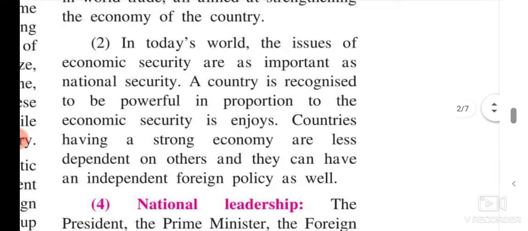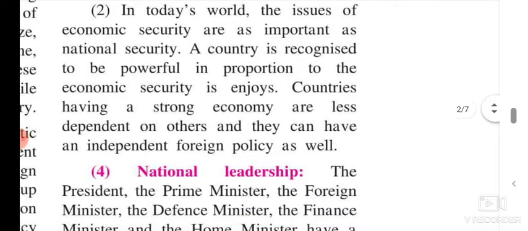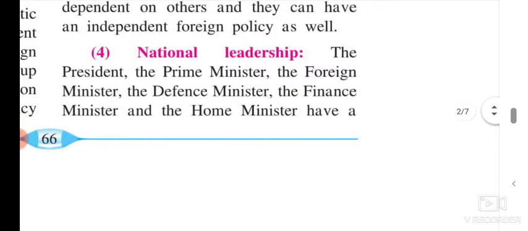Second, in today's world, the issues of economic security are as important as national security. A country is recognized to be powerful in proportion to the economic security it enjoys. Countries having a strong economy are less dependent on others. They can have an independent foreign policy as well.